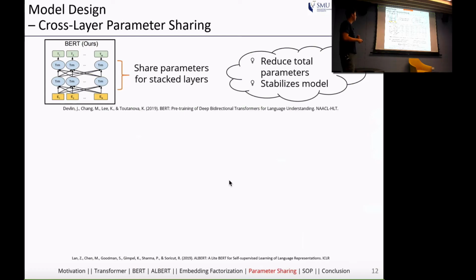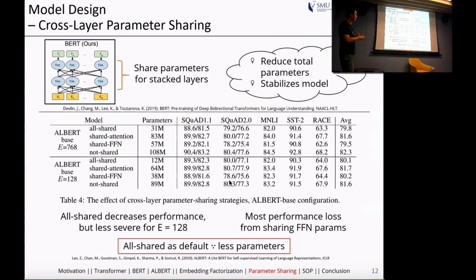Okay, so again, we have some experiments. They try sharing different things. Given the same embedding size, they have not shared at all, which is the original BERT model. They have a shared FFN, which is the feed-forward network, the transformer part. Shared attention, which is not the feed-forward, but just the attention within the transformers. And all shared, where everything is shared. All shared decreases performance, which you would expect because there's less capacity in the model. And the most performance loss comes from the feed-forward network sharing.